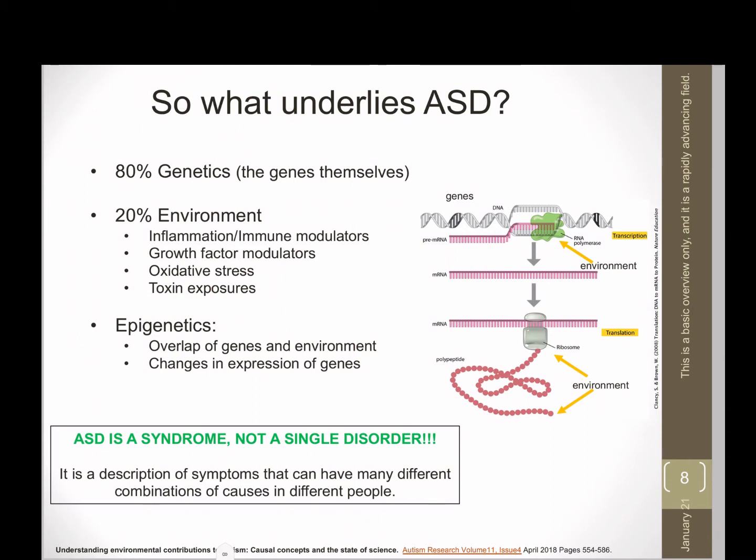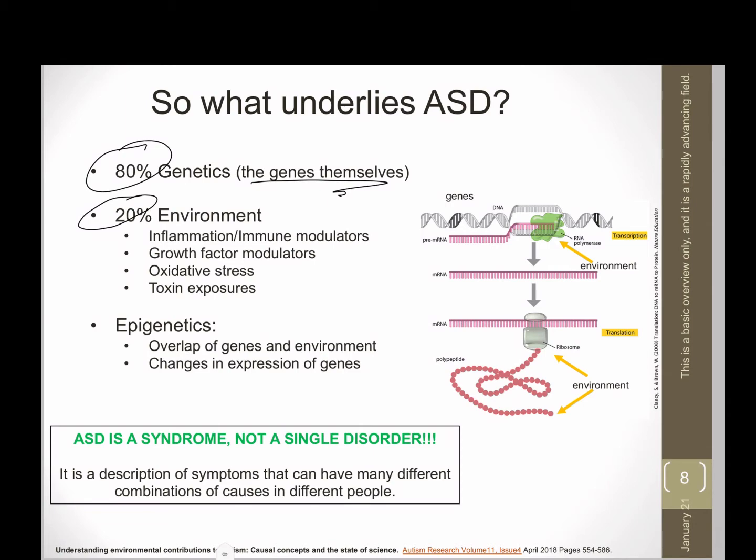And we know that genetics are the majority of what underlies ASD risk. And when we talk about genetics, we mean the genes themselves. We know that this is the case, and ASD can often run within families at a higher frequency. We also know that genetics is often not enough. We also know that there is some environmental component, and we're not really sure of what those components are.